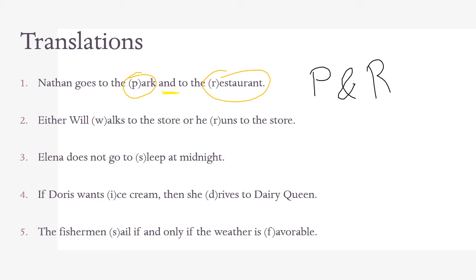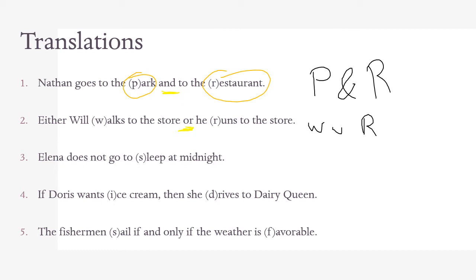So with this second statement, let's look at what letters we have. We have either Will walks to the store or he runs to the store. So we have W and R. Let's see if we can figure out what our operator is. So we'll go back through the sentence. Either Will walks to the store or he runs to the store. So or is going to be represented by our wedge. So we have W or R, and that's all that we have there too.